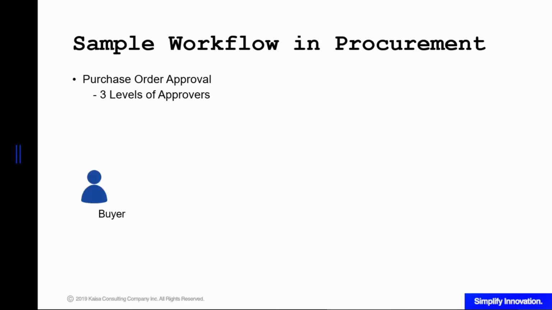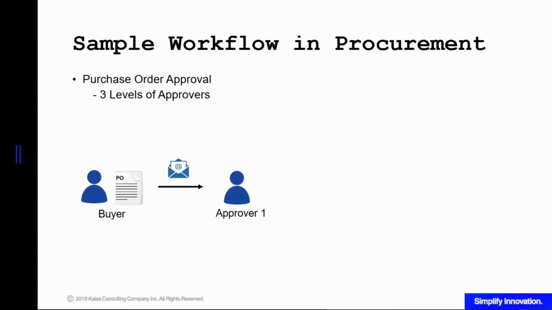Okay, so let's just assume that the PR has been created already. So the buyer can now create the PO. With SAP Workflow, once the buyer has created the PO, it will already trigger an email notification to approver 1 that it needs to be approved.